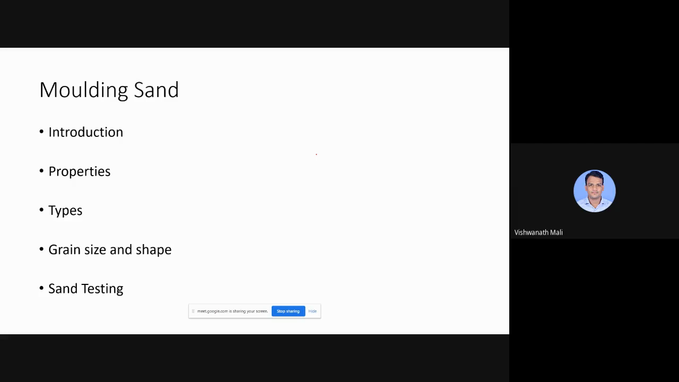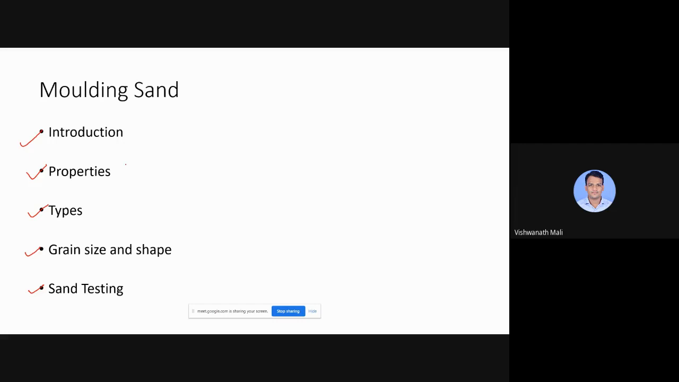Then types. What are the different types of molding sand, like parting sand, facing sand, backing sand, green sand? That we are going to see in the types of molding sand. Then we are going to study the grain size and shape. What should be the grain size and shape of that molding sand? That we'll see. And lastly, we will see sand testing. Whether the molding sand we have prepared or are using is capable of withstanding in the mold cavity. So different types of testing we are going to see, like permeability test, refractoriness test.